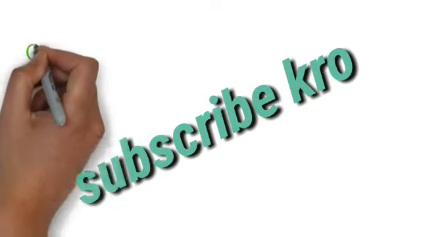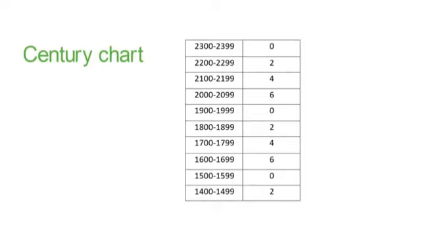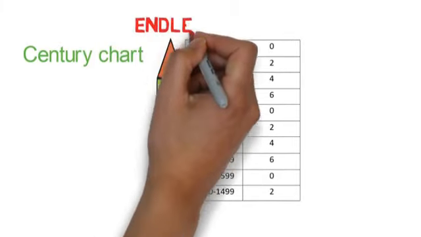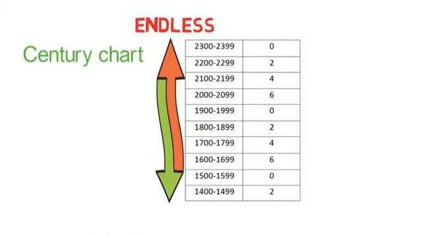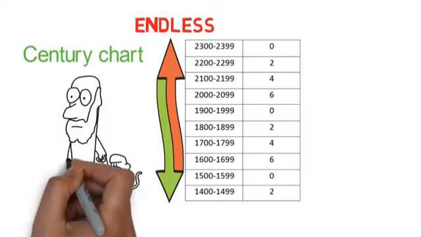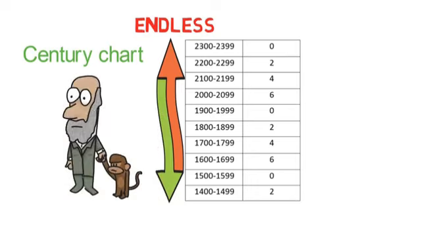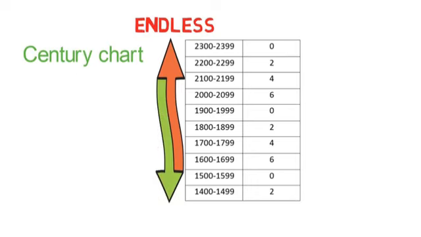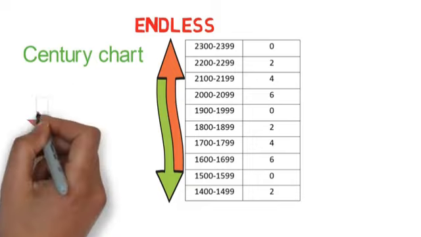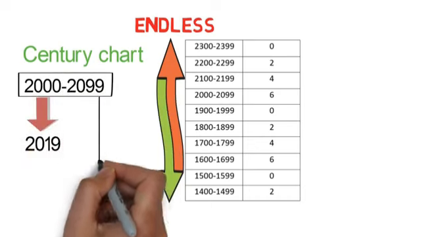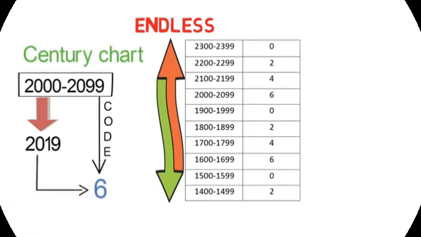Finally, the third one is the century chart. It is an infinite endless chart from top to bottom, which covers from the prehistoric age to the far future. But how to use this chart? In the date, we have the year. First see which century the year belongs to, then the code of that century will be the code. By the way, everything will be clear when we go through the examples.